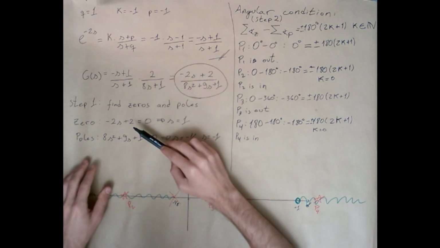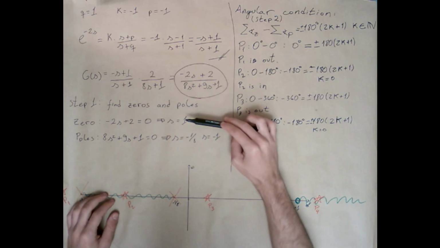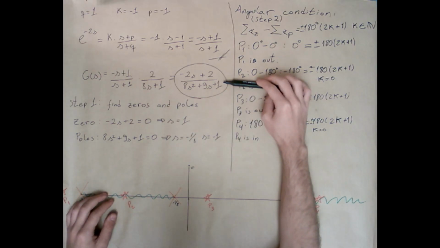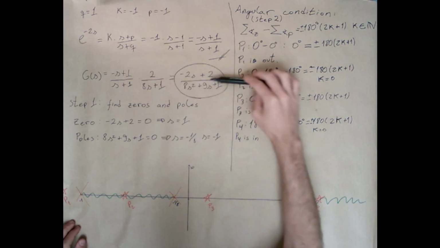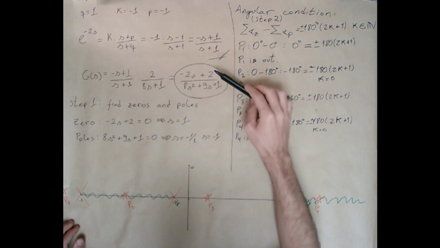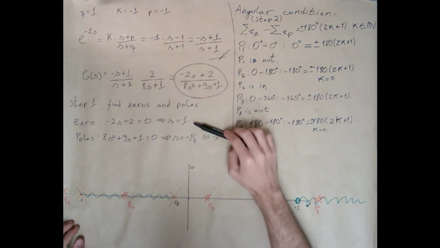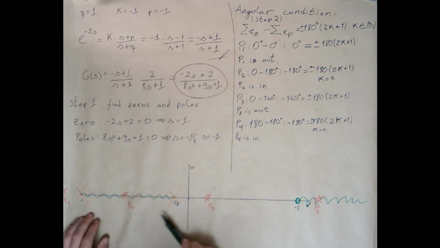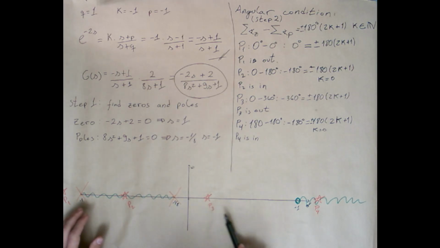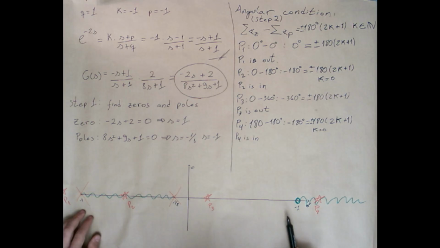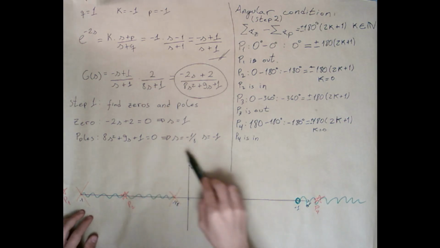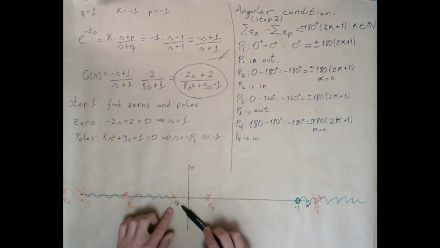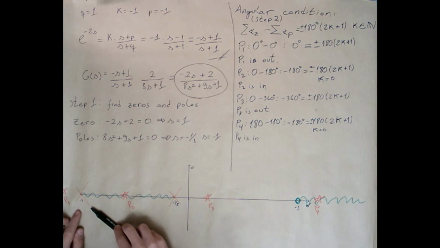The first step is to find the zeros and the poles of this function. So the zeros, it's only one zero, and it's located at s equals 1. Here we have our first attempt in the complex s plane, and the zero is located at plus 1. The poles are located at minus 1/8 and minus 1.